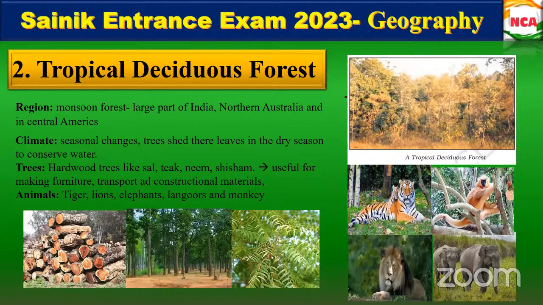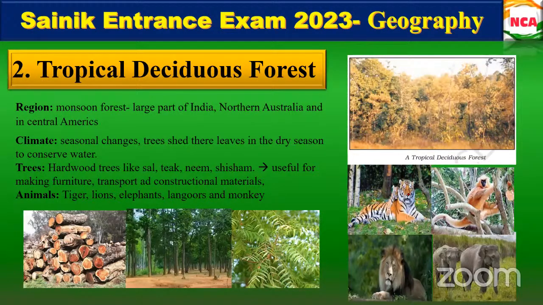These types of trees, like sal, teak, neem, and sesame, are useful for manufacturing and making furniture as well. A few animals present there are tiger, lion, elephant, monkey, and langurs. This is a golden langur, okay? Is this clear till now? We have seen this in the last class itself, right? You people remember this? Yes, fine. That's good. What about Sri Vatsan, Jinu, Panchavatra, Darshan? Yes, ma'am. Yes, fine.